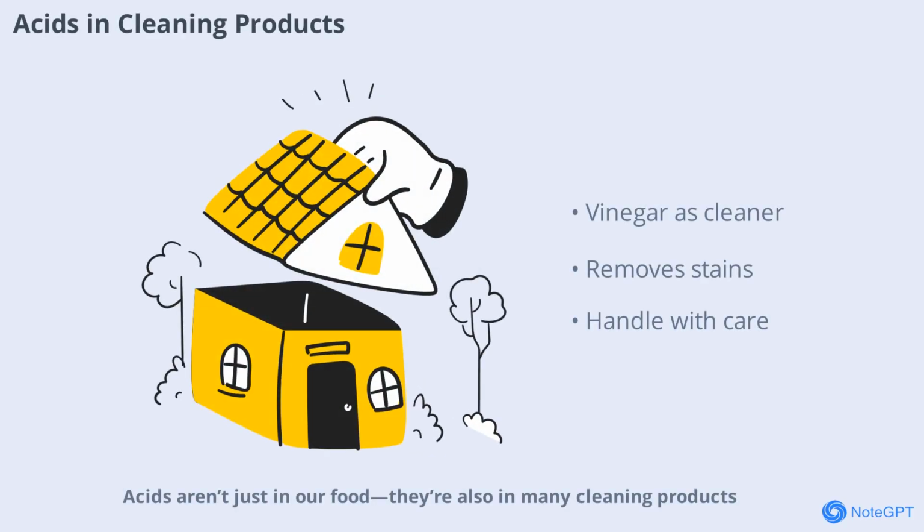Acids aren't just in our food, they're also in many cleaning products. For example, vinegar, which contains acetic acid, is a popular natural cleaner. It's great for removing mineral deposits and cutting through grease. Some bathroom cleaners use stronger acids like hydrochloric acid to dissolve tough stains and limestone. While these acids are effective, it's important to handle them with care and follow safety instructions. So next time you're cleaning, check the label. You might be using an acid without even realizing it.